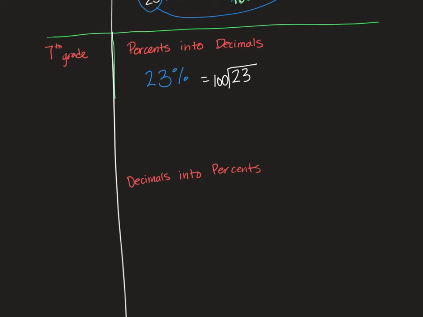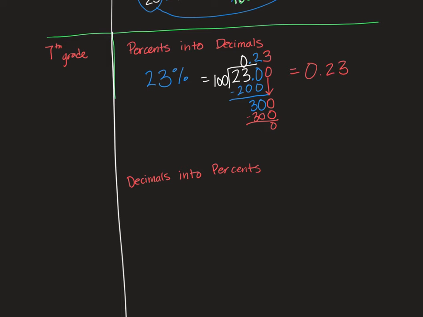You could do that. Now 100 goes into 23 0 times. Put a decimal. 100 goes into 230 2 times. 2 times 100 is 200. 230 minus 200 is 30. Bring down a 0. 100 goes into 300 3 times. So if you divide that, you get 0.23 from 23%.